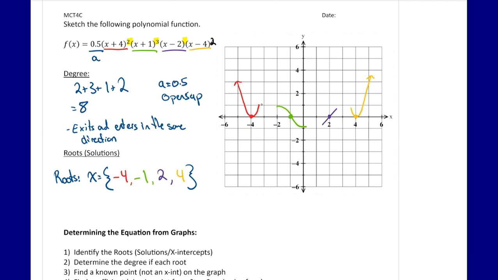Next thing we're going to do is just connect our functions or connect our values. So I'm going to roughly do it, right? We're just sketching it in this case. So it doesn't have to be perfect. We're just getting the general idea of what this shape is, or what this function is going to look like. So it's going to look something like this. Is it going to be perfect? No, right? We're just sketching it to see what it looks like. And this is what it might look like, based off of what we know about each root and the degree of each root.